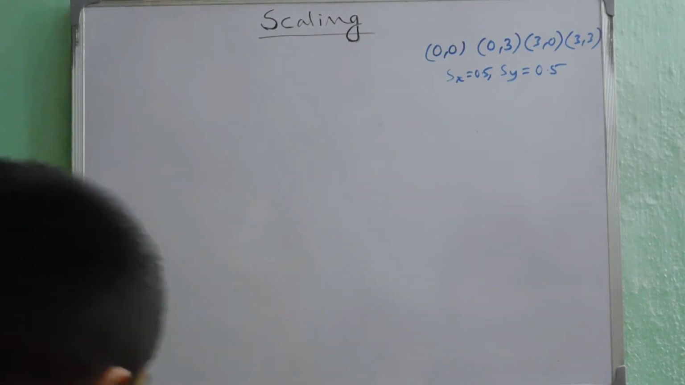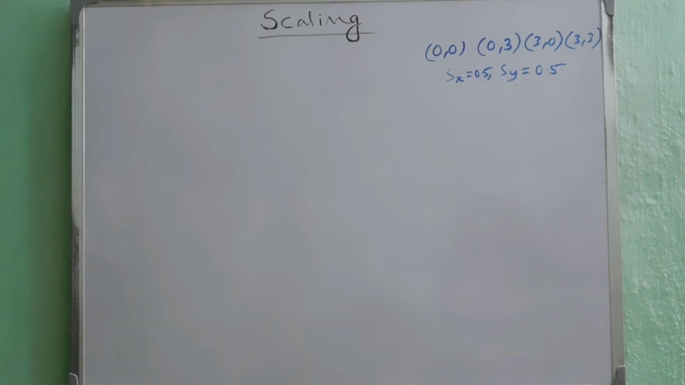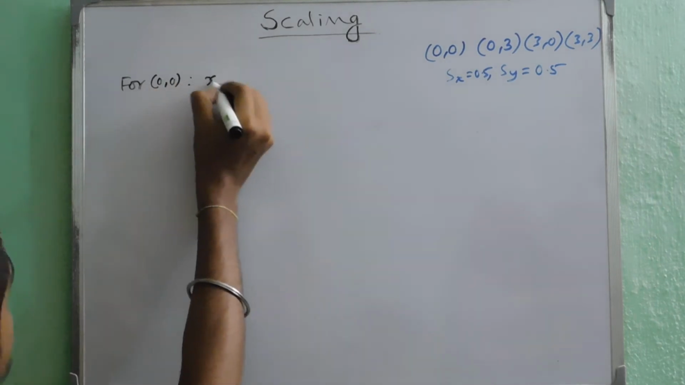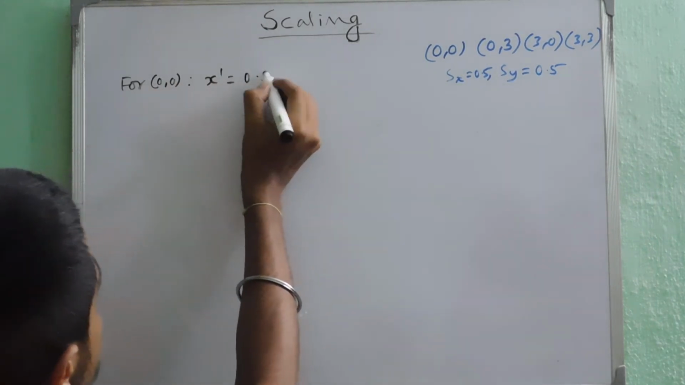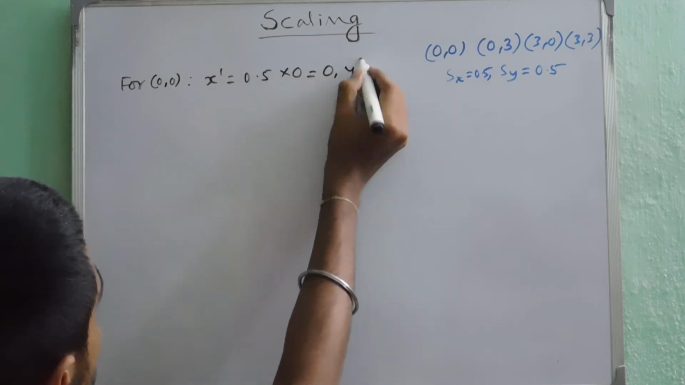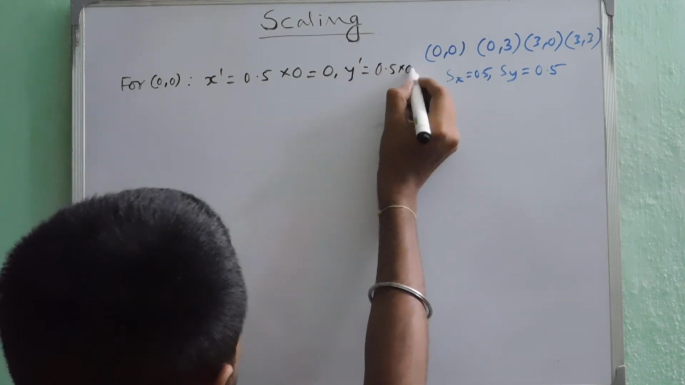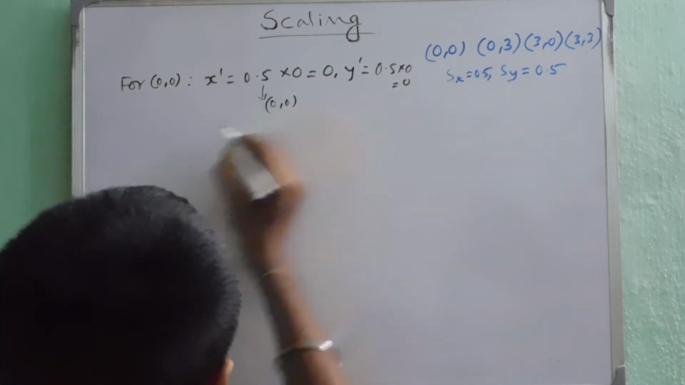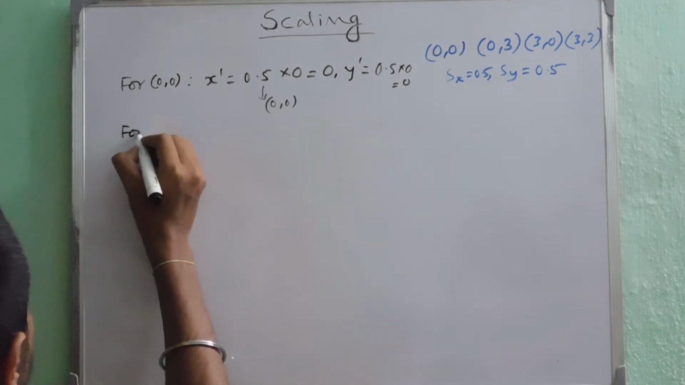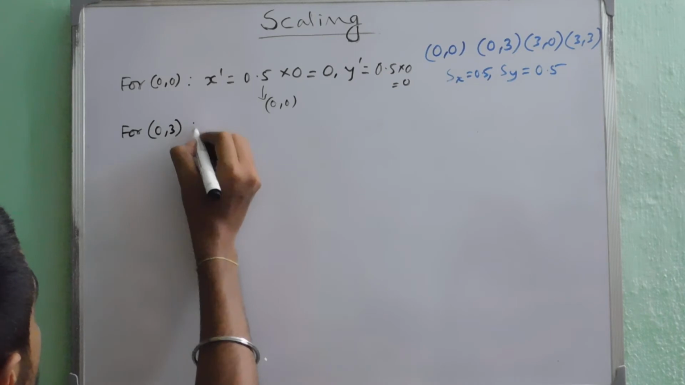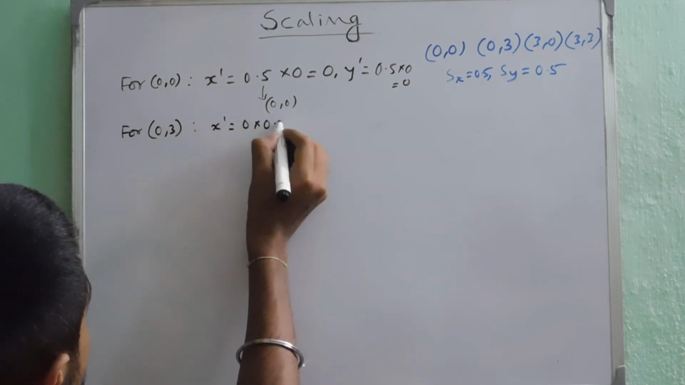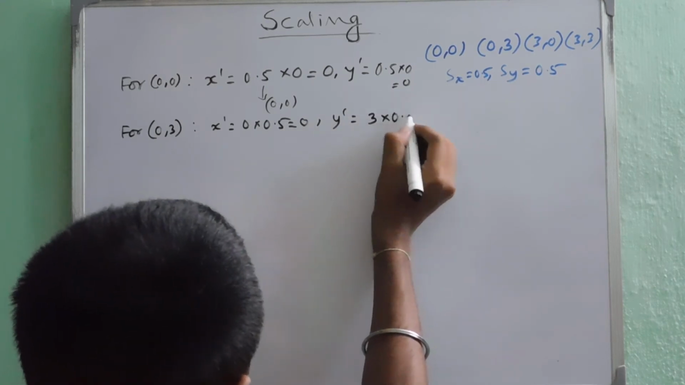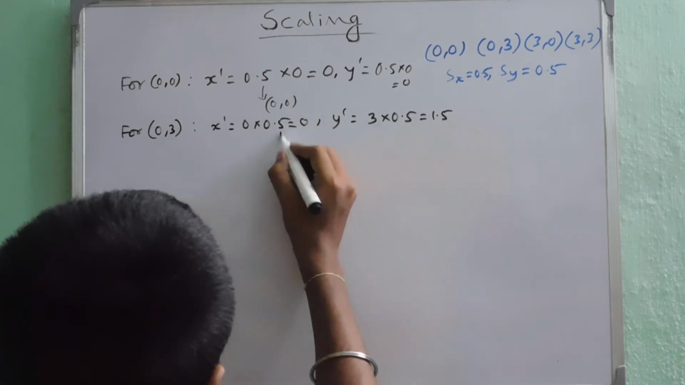So let's see what happens. First of all we will calculate the new coordinates. For 0,0 we have x dash equals to 0.5 into 0, that is 0, and y dash equals to 0.5 into 0, again 0, so the new coordinate is 0,0. For 0,3 we have x dash equals to 0 into 0.5, that is 0, y dash equals to 3 into 0.5, that is 1.5. So our new coordinate is 0,1.5.